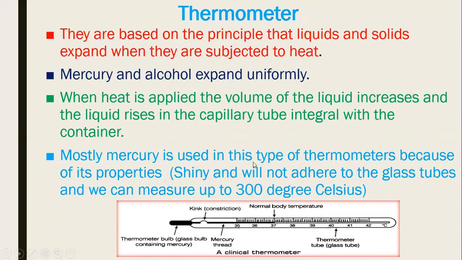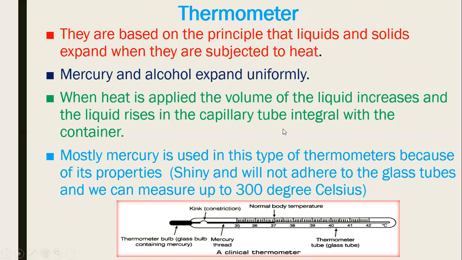Mostly mercury is used in this type of thermometer because of its properties. What are the properties? It is shiny, you can easily find it, and it will not adhere to the glass. Okay, it does not stick to the glass. And we can measure up to 300 degrees Celsius using the clinical thermometer. That is, we are using mercury here.